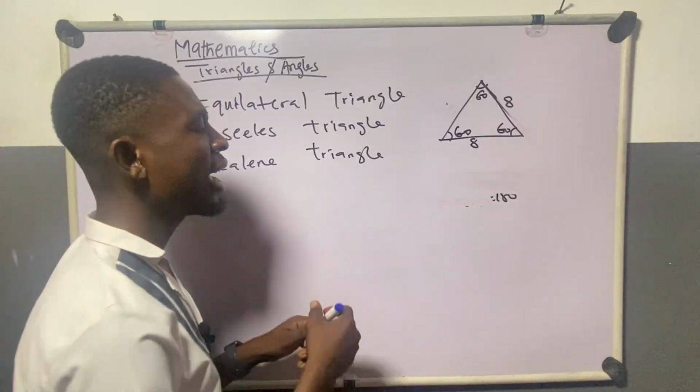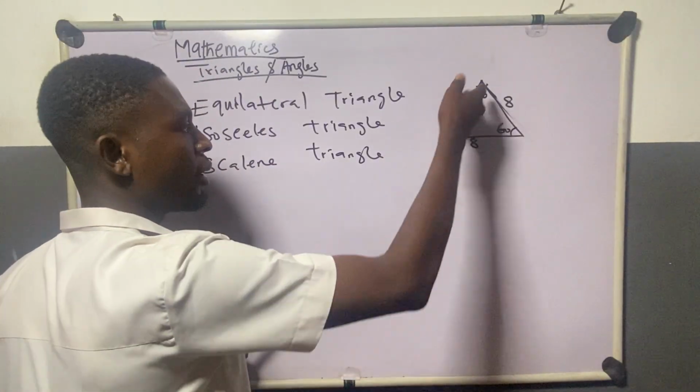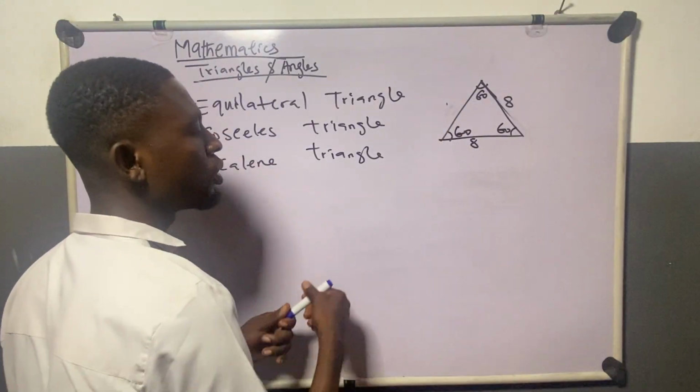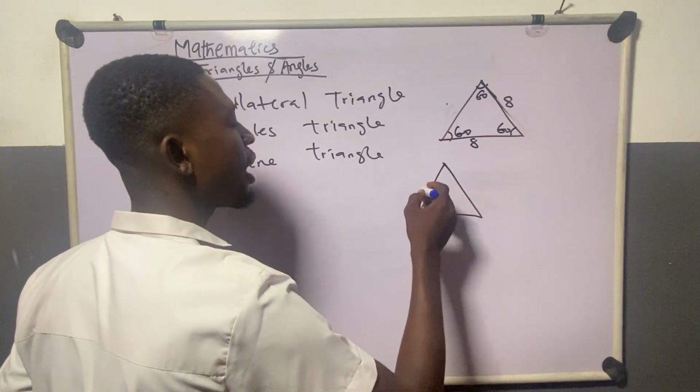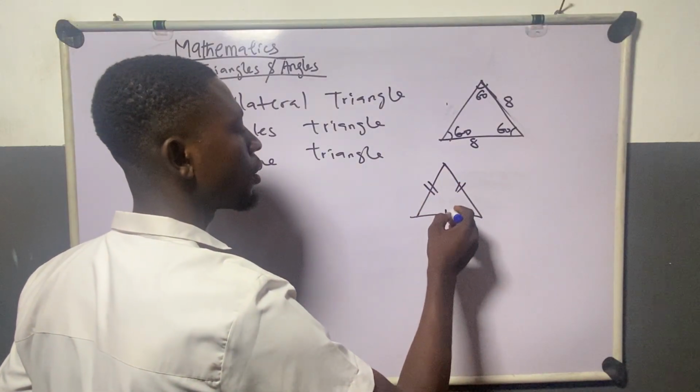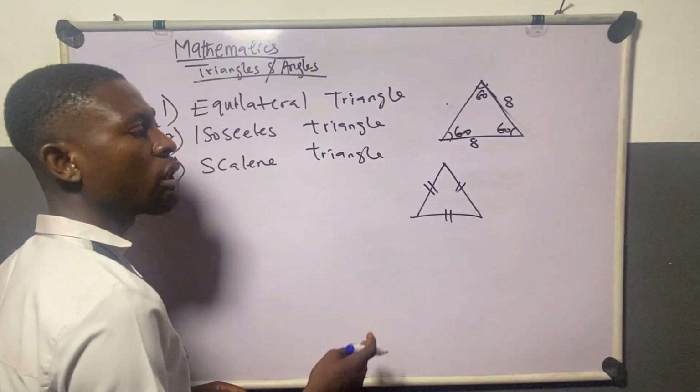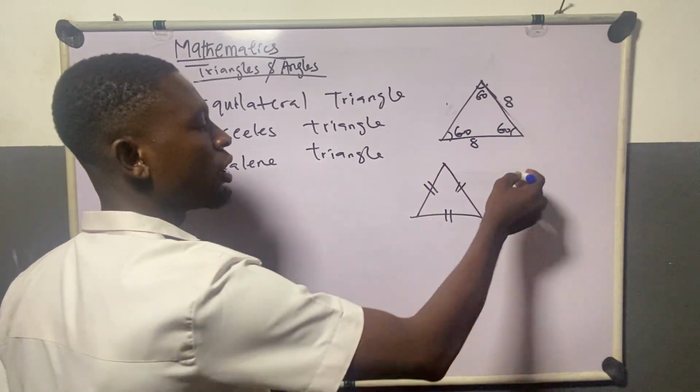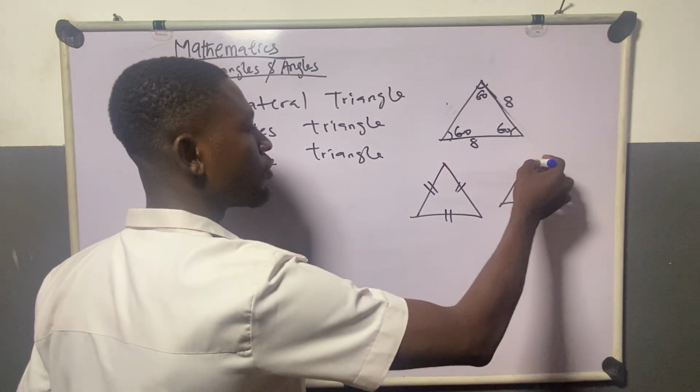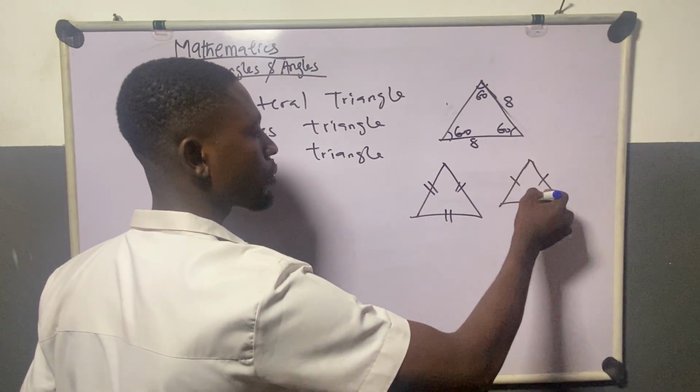Now, having this said, the equilateral triangle is very easy to identify. Another way to identify this without labeling the sides or giving an angle is this sign. It can be double cut or one cut, but it must be the same number.